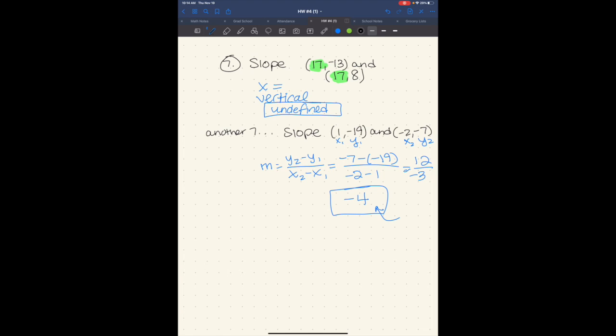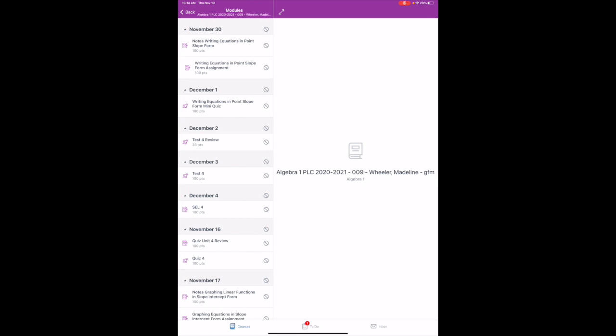Number 8 is a chart, and it's asking me to write it in slope-intercept form. So for my chart, these are on your other notes video as well. I've got x and y. It goes negative 2, negative 1, 0, 1, 2. And then negative 3, negative 1, 1, 3, 5. So I want to put it into slope-intercept, which is y equals mx plus b. So I need to find my m and my b.